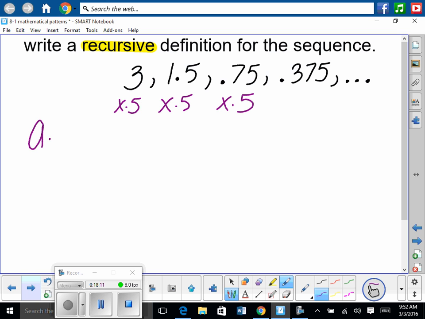So we have our initial condition. Our first term is 3. Our a sub n is equal to, you take the previous term, you took 3, and you multiplied it by 0.5. So you take the previous term, which is written as a sub n minus 1, and you multiply it by 0.5. So I'm going to write multiplied by 1/2, and I'm going to put it in front because that's the pretty way of putting it. Is everybody comfortable with that? Okay.